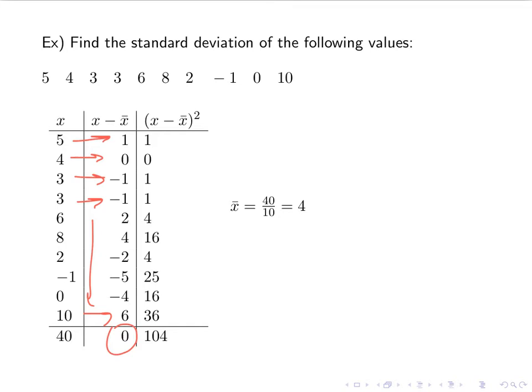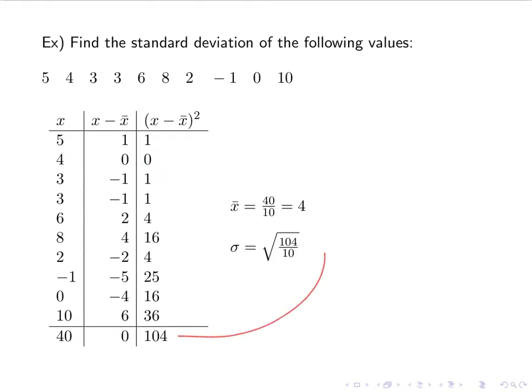I square them. So 1 squared is 1, 0 squared is 0, negative 1 squared again is positive 1. Make sure you're getting rid of all the negatives. Everything in this column should be 0 or positive. So again, I keep doing that. I square them all, and then I add them up, and I get 104.